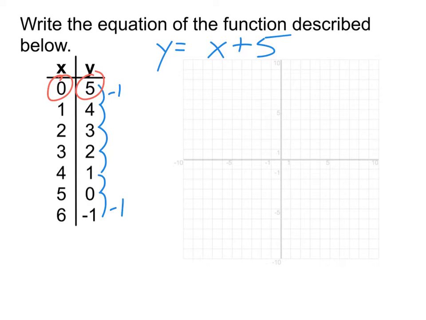Okay, although this equation wouldn't actually give us that data. It'd give me the 5, but x plus 5 would then tell me the next number would be 6. This would be going up instead of going down. It's a negative. So, yes, I have to make that a negative x plus 5.